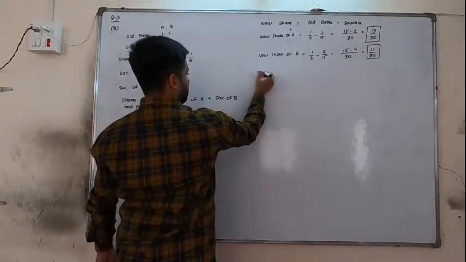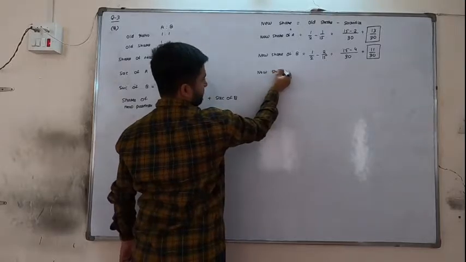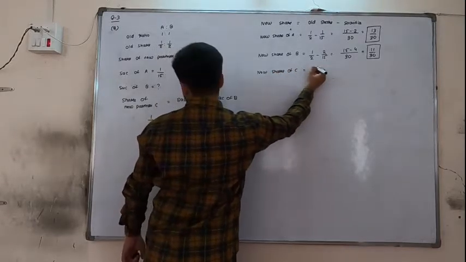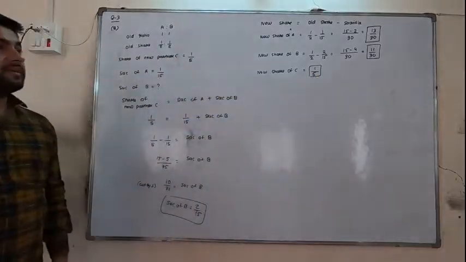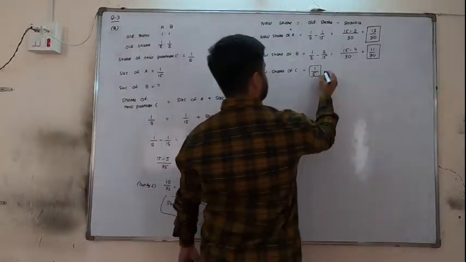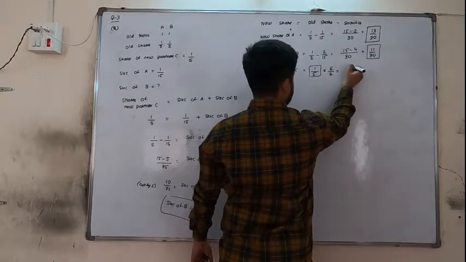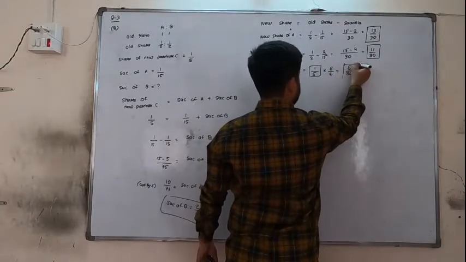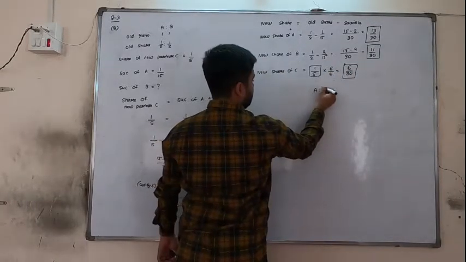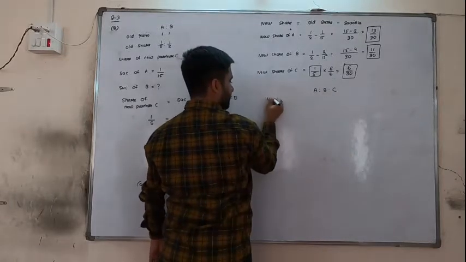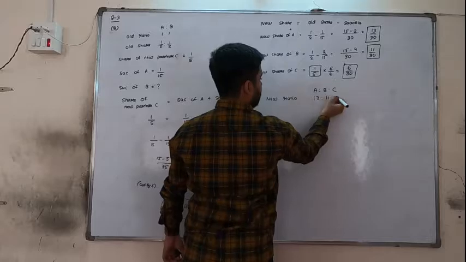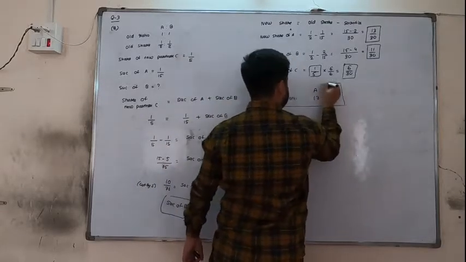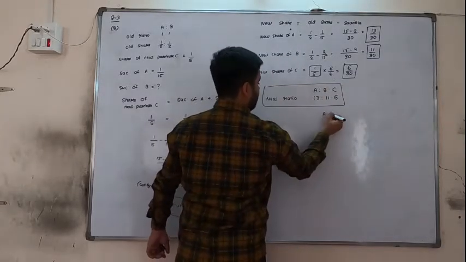Then new share of C is given as only 1/5. Now both denominators are 30, so multiply with 6, so 6/30. Now A is to B is to C. New ratio is 13 is to 11 is to 6. We cannot cut these terms. Also A is to B.